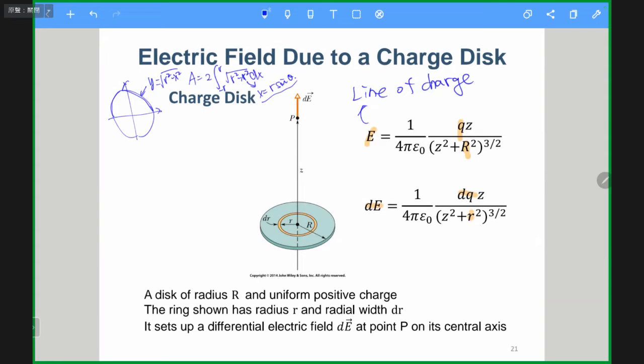And here we don't apply z much larger than r yet. Otherwise, all the stuff will be the same, and then it will give you an incorrect answer. So far we don't consider the far field condition yet. We try to come up with a closed form solution, and then we apply the far field condition later. Okay, so here, this is the E field generated by a ring.